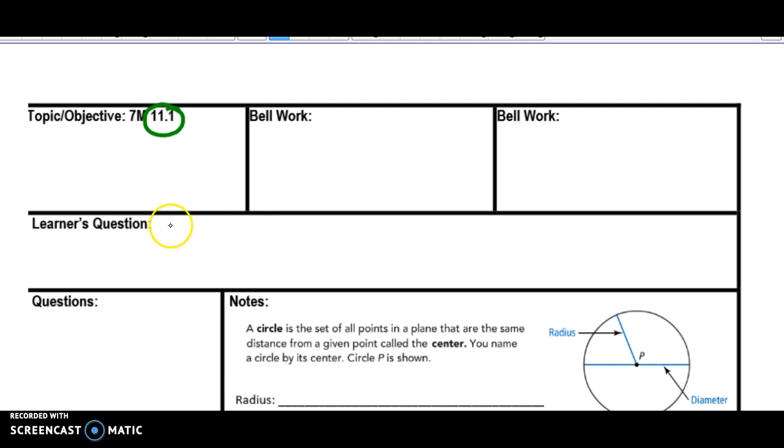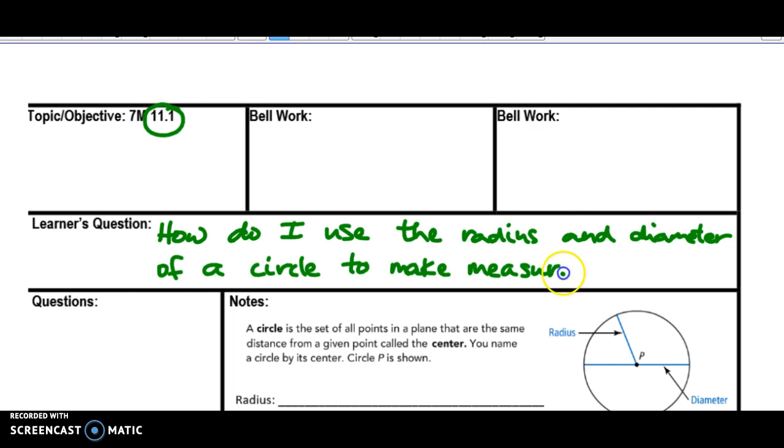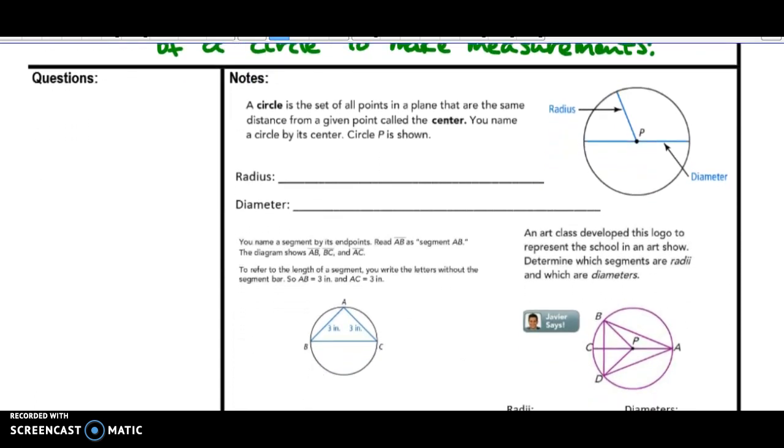So our learner's question for today is, how do I use the radius and diameter of a circle to make measurements? So we're going to explore some of this today in our notes, and tomorrow we will do a circumference activity that will let us dig into this a little more.